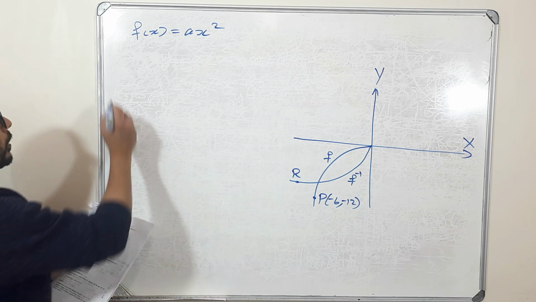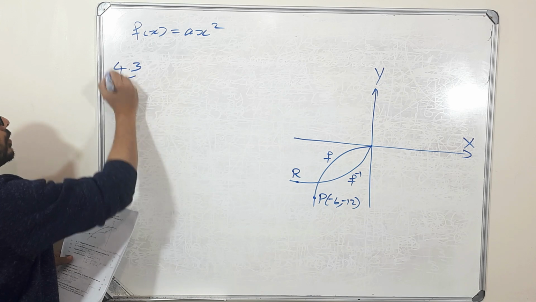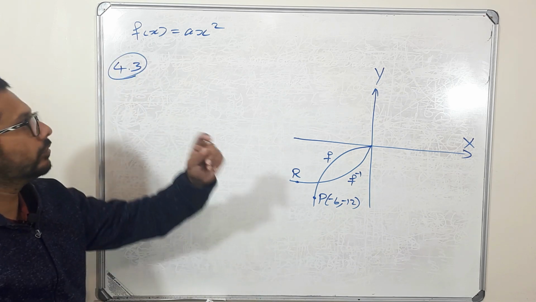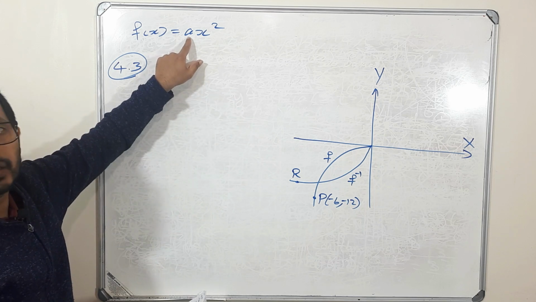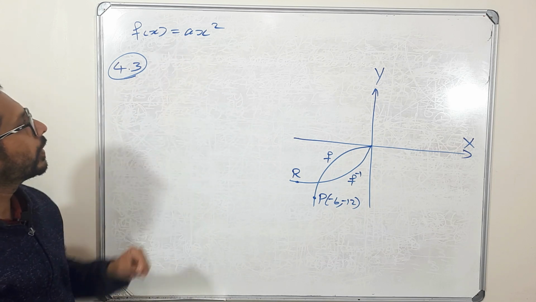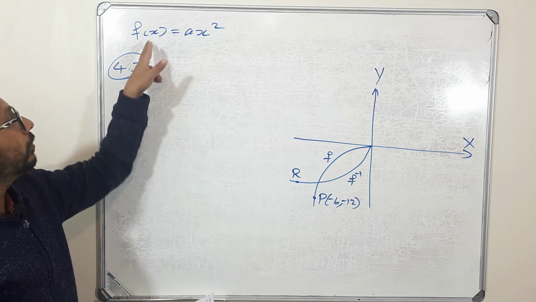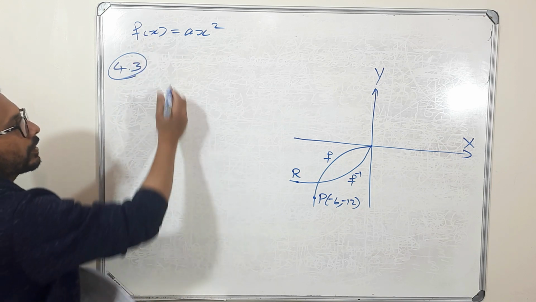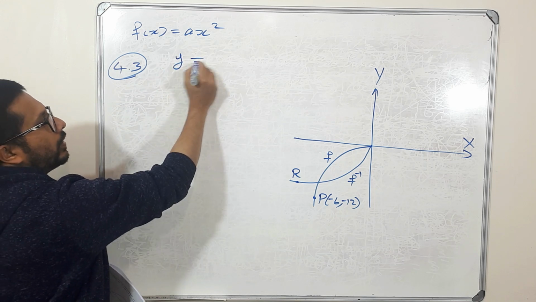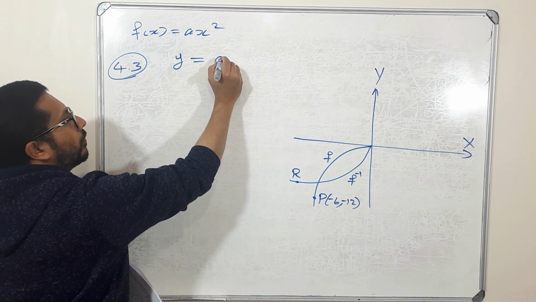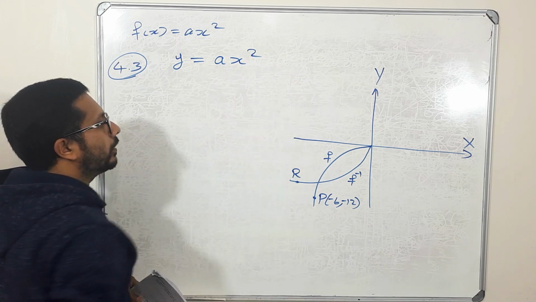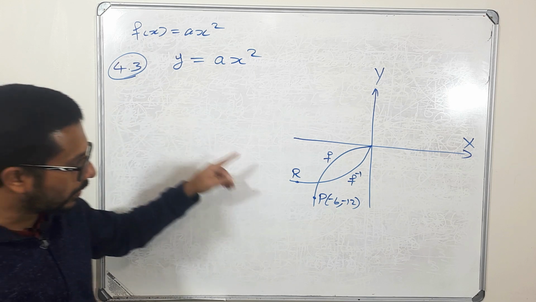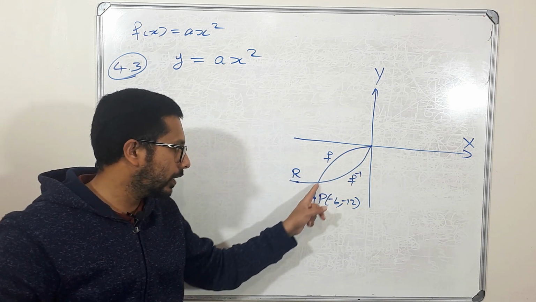Question number 4.3. What is question number 4.3? Calculate the value of A. Which one is A? You have to find the value of this A. Okay. So it's a simple question. f of x is the same as, what is f of x? f of x is the same as y. So y is equal to, it's a function, y is equal to ax square. So we are considering f of x. So which one is our f of x? This one is our f of x.